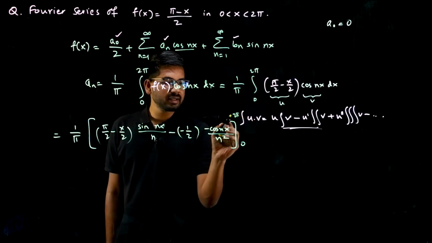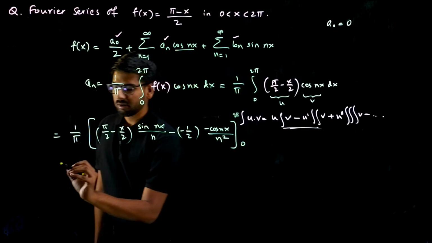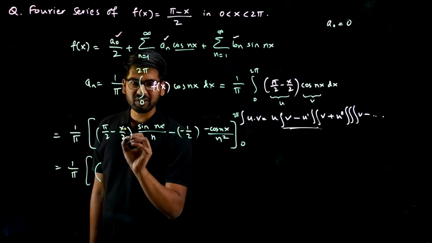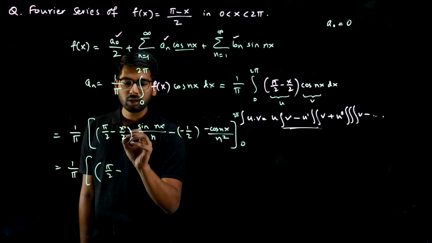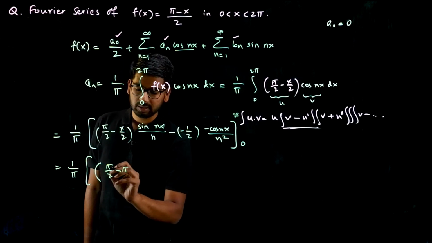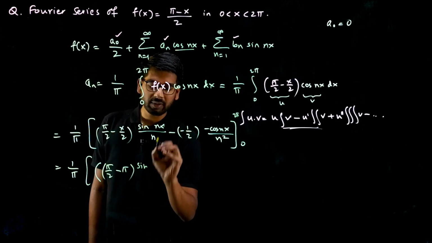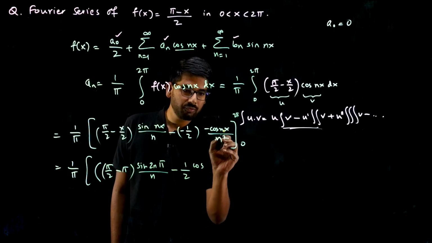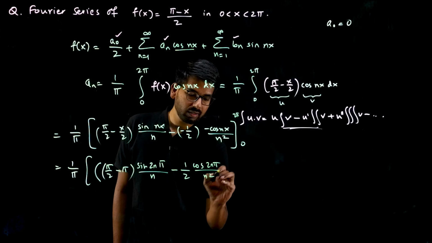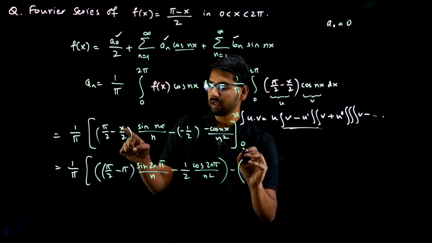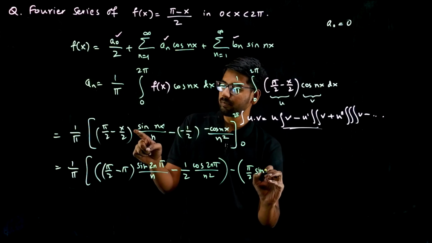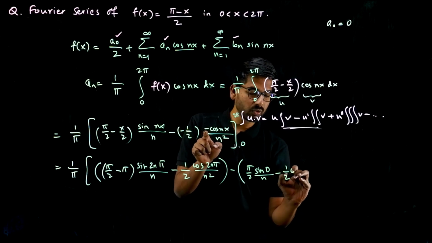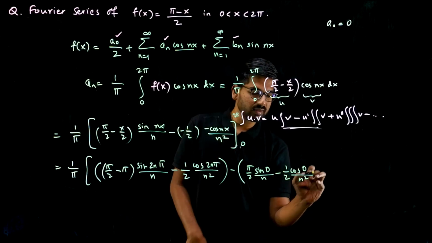So let's evaluate limits by substituting upper limit in place of x minus lower limit in place of x. So 1 by pi, for upper limit, substitute 2 pi in place of x here. What will you get? Pi by 2 minus, if you substitute 2 pi here, 2 pi by 2 is just pi, sine, if you substitute 2 pi here, you will get sin 2n pi by n, minus into minus plus minus 1 by 2 cos, if you substitute 2 pi here, cos 2n pi by n square. This is for upper limit, minus if you substitute 0 here, you will get pi by 2 sine, if you substitute 0 here, you will get sin 0 by n, minus into minus plus into minus minus 1 by 2 cos, if you substitute 0 here, cos 0 by n square.